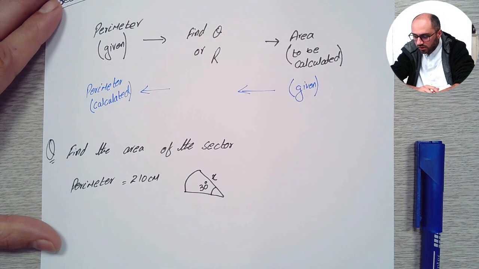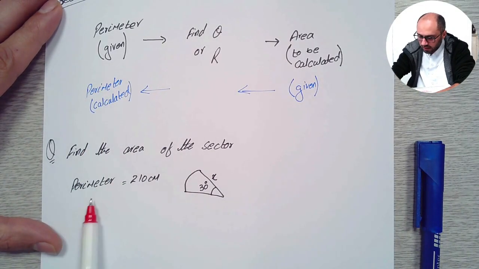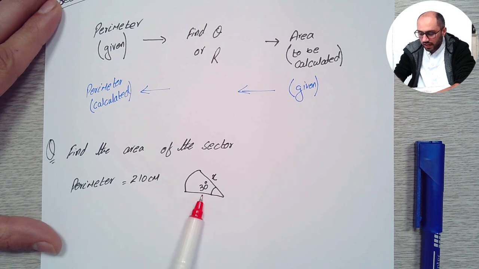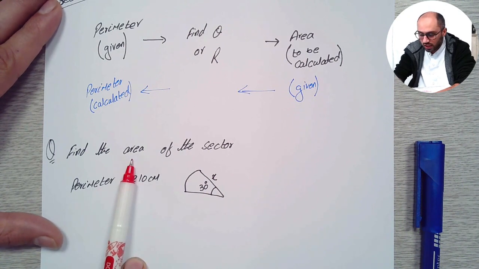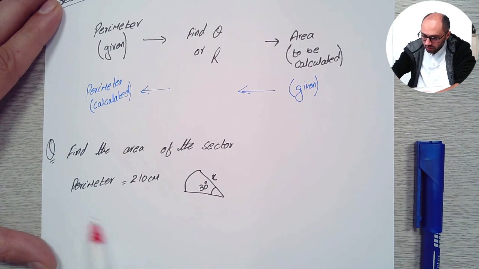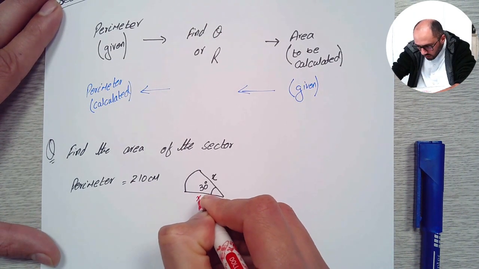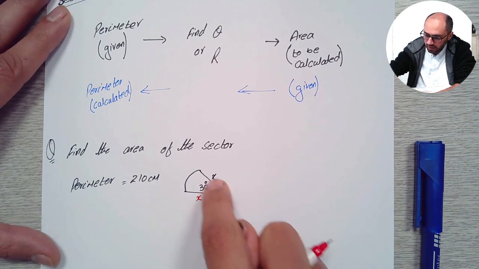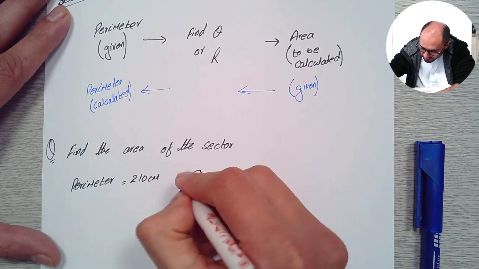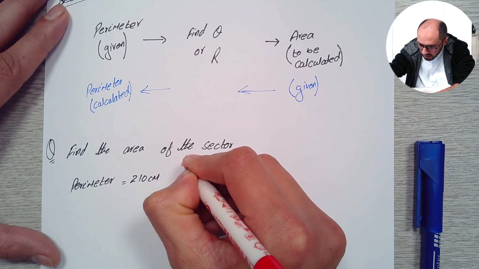Let's consider a question on this where they've given us the value of the perimeter, they've given us the angle, and the question is asking us to work out the area. So based on this information given to me in the question, I can say this side will be called x as well, because this is my radius, this is also my radius, and this side is called arc length.